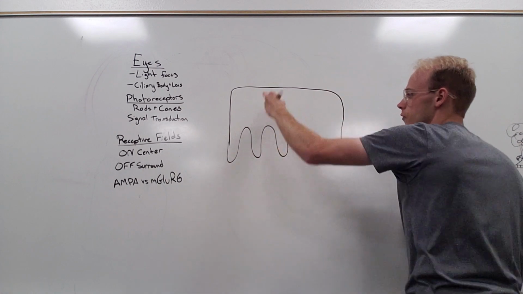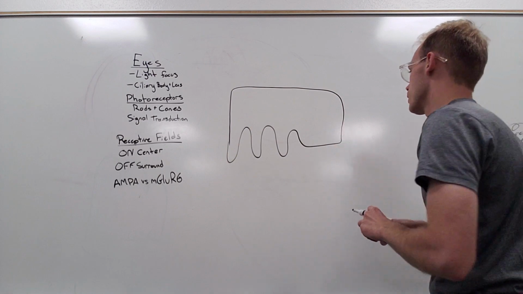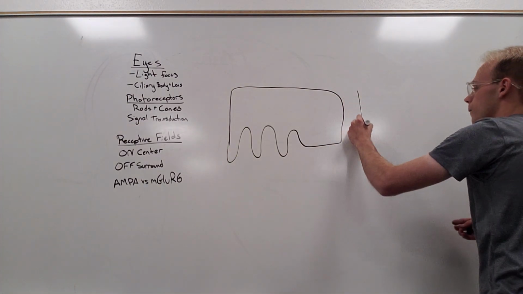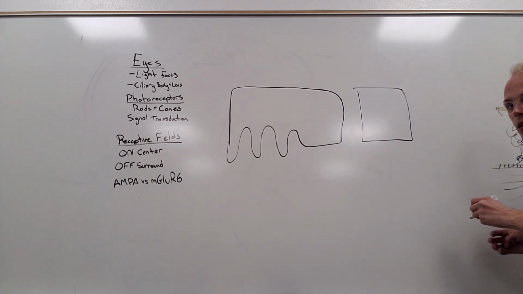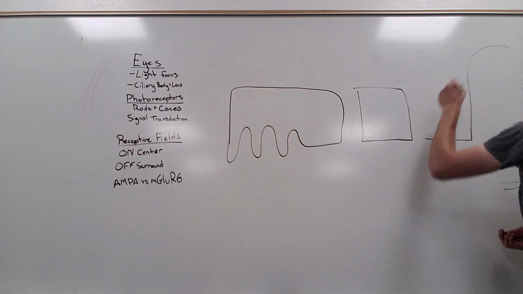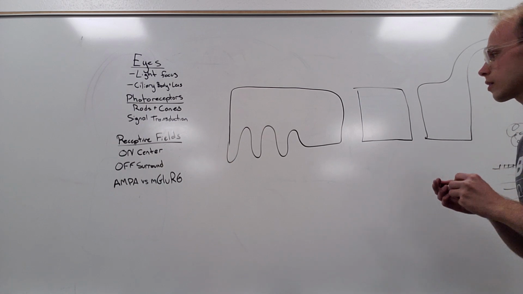And I do this because they've got like a whole bunch of helical parts, gives it lots of surface area. There's our bipolar cell, and then that's our ganglion cell.